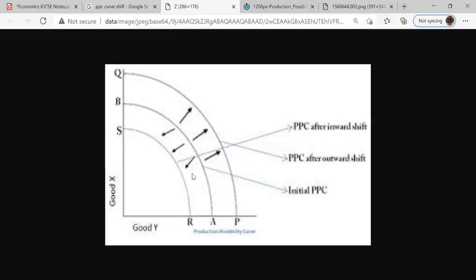And an inward shift of the PPC is because of war, political instability, natural disaster, labor strike. The PPC curve will shift inward because the resources are not in usable condition. You can say that it's becoming inefficient. Inefficiency means you had the chance to use them, but because of situations like war or natural disaster, you are not in a position to use these resources properly.